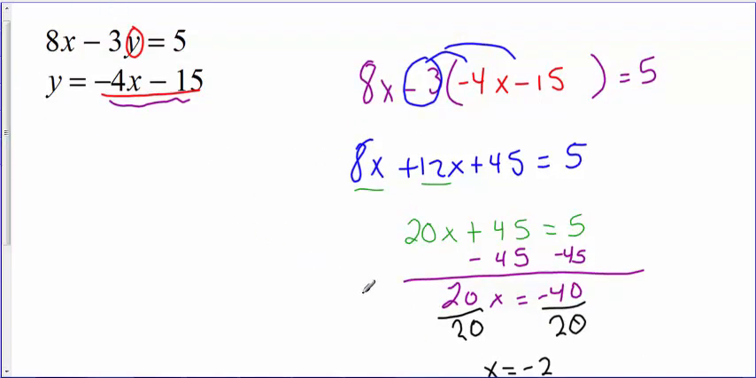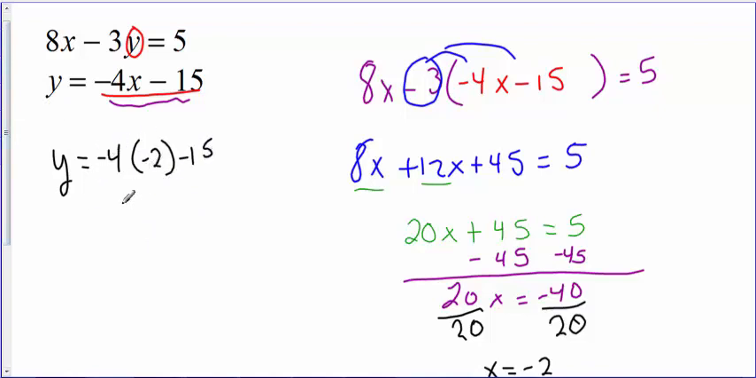So now that we know what the x value is, we can substitute it into the top equation. We could put negative 2 in for this x and solve for y, or we can use the easiest equation, because the bottom one is already solved in terms of y. We can substitute that x value straight in for this x and solve for y. So y equals negative 4 times, we said x was negative 2, minus 15.